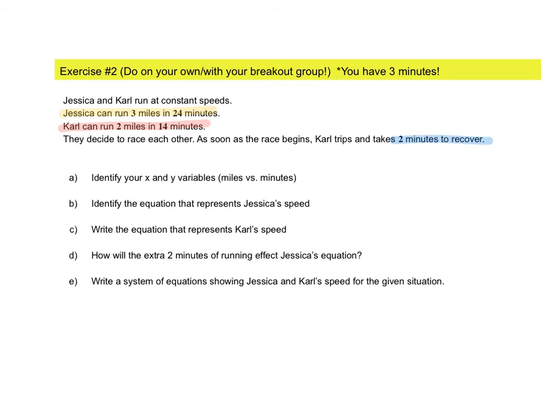So you're going to factor that into your equation. The first thing I want you to do is identify your x and y variables. We're doing miles and minutes, so identify which is which. The next thing I want you to do is identify the equation that represents Jessica's speed. So we need to find y divided by x for her. And then write an equation with that speed.